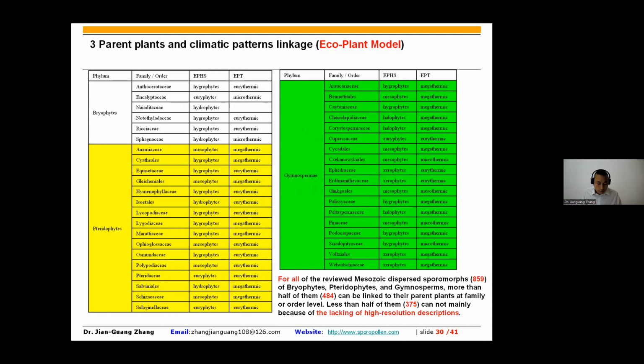For all the reviewed Mesozoic dispersed sporomorphs of bryophytes, pteridophytes, and gymnosperms, more than half of them can be linked to their parent plant at a family or higher level. Less than half of them cannot, mainly because of the lack of high-resolution description.